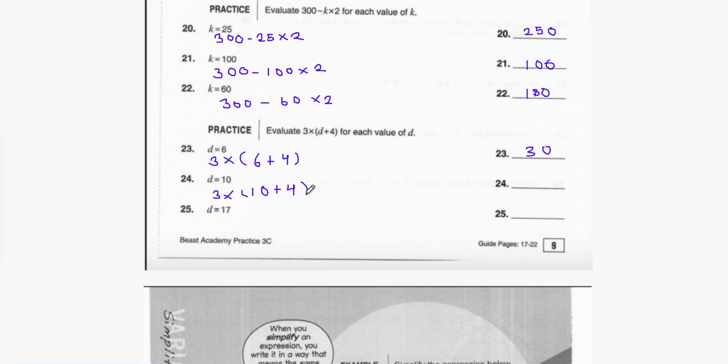So 3 times 14 is 42. When d equals 17, the expression 3 times 17 plus 4 equals 3 times 21, which is 63.